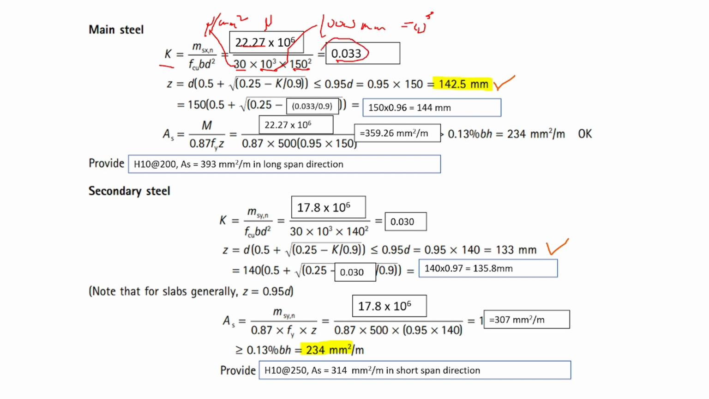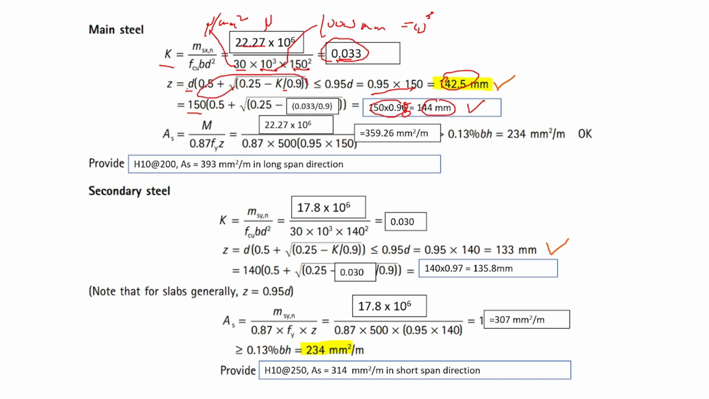This is unitless, because this is just the K constant. D is 150, we substitute it, and then K we already have here. So this is our value, but we have to compare it with 0.95D. So between the two, you are just going to use the smaller value. In other words, here your value is smaller, 142.5.